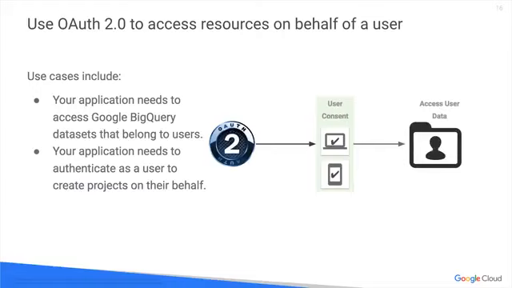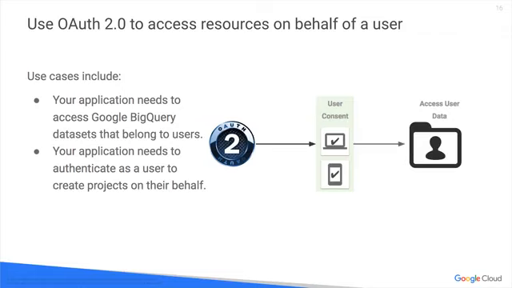It is generally best to use a service account for authentication to a GCP API. In some cases, you might want to access a resource on behalf of a user. Use cases where you might want to access resources on behalf of a user include your application needing access to Google BigQuery datasets that belong to your application users, and your application needing to authenticate as a user to create projects on their behalf. You can use the OAuth 2.0 protocol to access resources on behalf of a user.